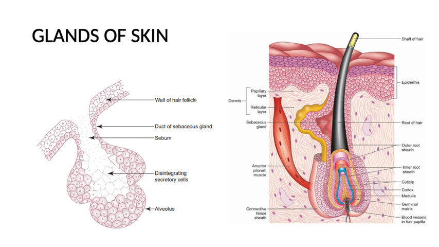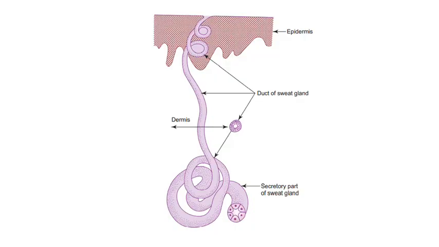Okay, so secretion is known as sebum. This is a sweat gland. It is found in the deeper part of the dermis. Its duct is straight in the dermis and a little coiled in the epidermis. And this lower part, if you can see, is the secretory part of the gland. Lining epithelium: stratified cuboidal. Okay.